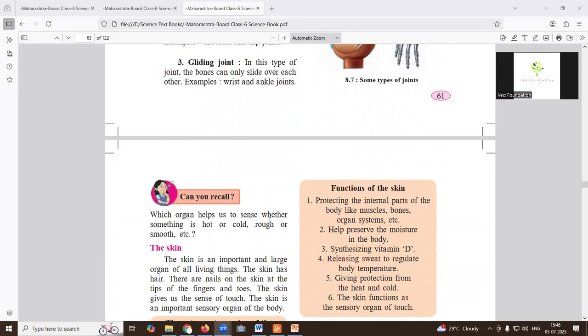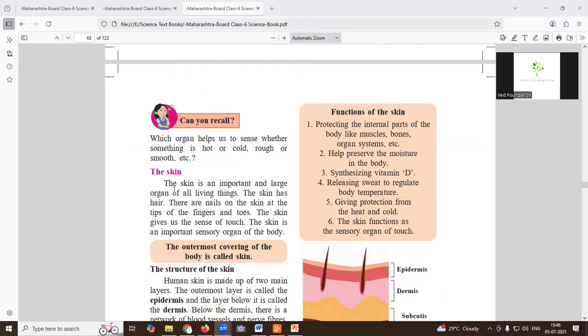Which organ helps us to sense whether something is hot or cold, rough or smooth? Skin helps us to sense whether something is hot or cold, rough or smooth. The skin is an important and large organ of all living things. The largest organ of the human body is the skin. Skin has hair. There are nails on the skin at the tips of the fingers and toes. The skin gives us the sense of touch.